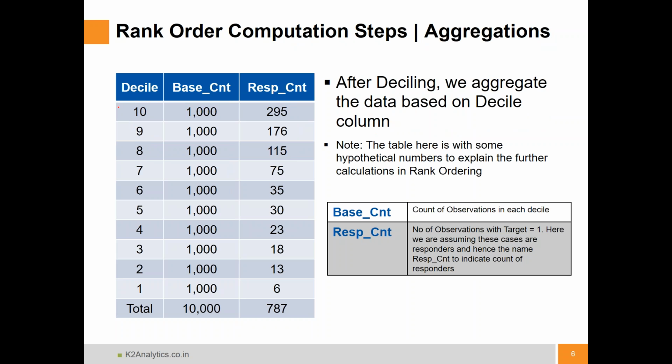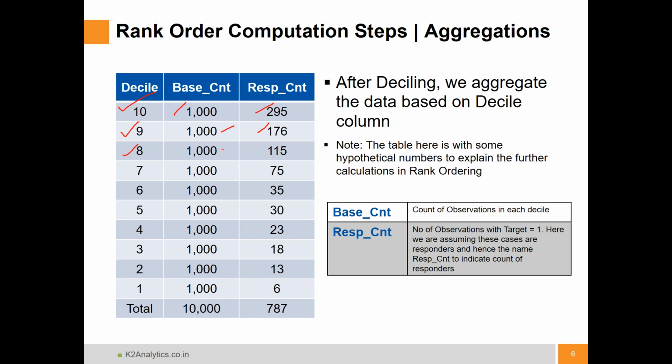Assume this is some hypothetical data that you get. Now each decile has got 1000 customers. Here it shows that in this decile there are 295 responders. In this decile, there are 176 responders. After aggregation, numbers can come to anything, but I'm just taking hypothetical data to show how your numbers look. Now we are going to go into steps where we will understand how to create the entire rank ordering table. Till here, is the point clear?